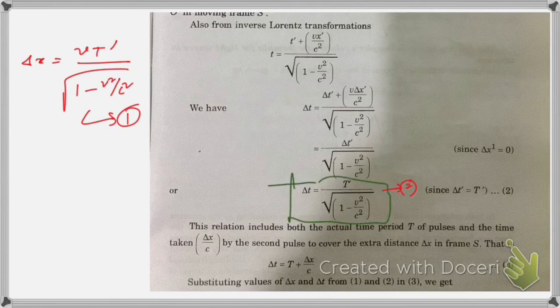Now what we have done here is substituting the values of del x and del t from equations number 1 and 2 into equation number 3. This is equation number 3. Now if you put 1 and 2 in this equation number 3, then see what you will get. Let's move on to the next slide.